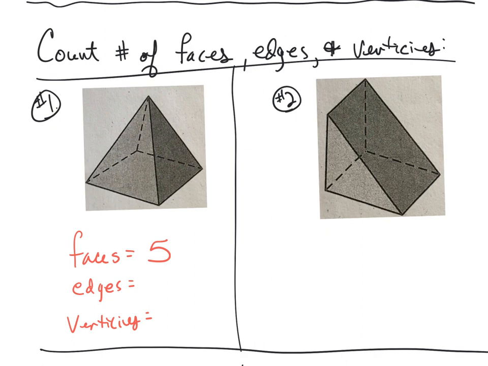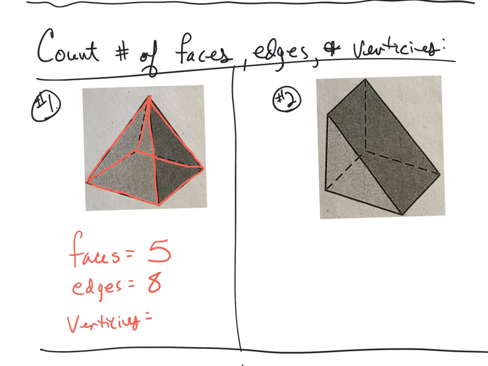Okay? Now the number of edges I can help you out with by actually drawing them in. I could draw lines that represent all of the edges. So as I draw them, I'll count. So 1, 2, 3, 4, 5, 6, 7, and 8. So there's 8 edges in this pyramid.